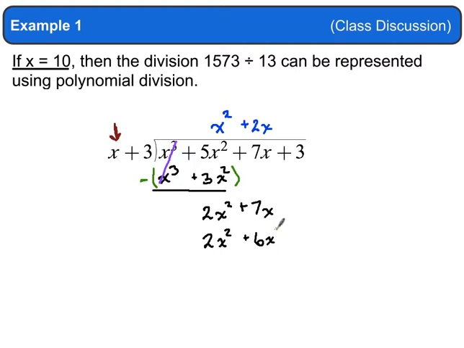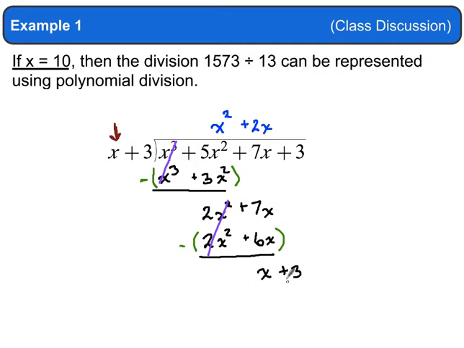And again, just for recommendation, I recommend you put that in parentheses, put a minus sign in front to remind you you are subtracting. And so 2x squared minus 2x squared cancels out. And then 7x minus 6x is 1x. Or you could just put an x. And again, we're going to take this 3 and bring it down, so we do a plus 3, and then we're going to do the process one last time.